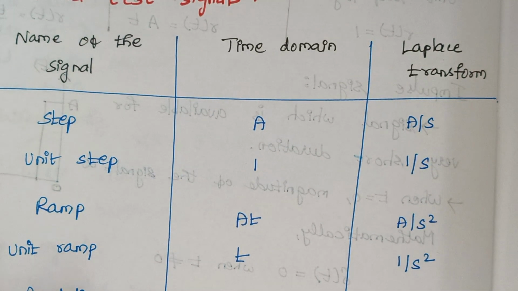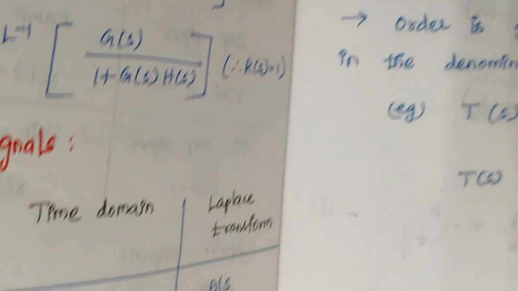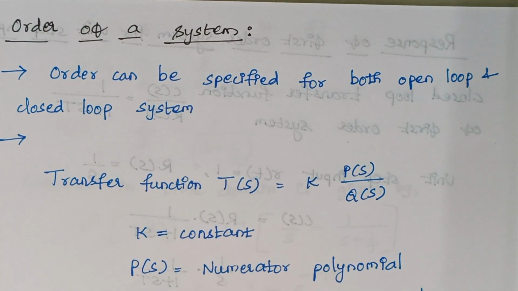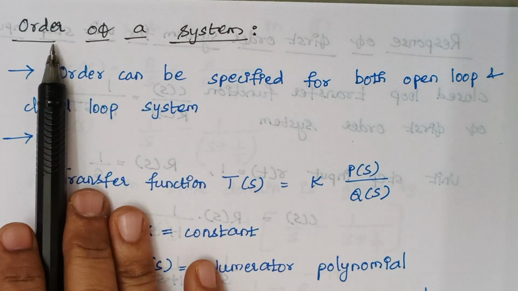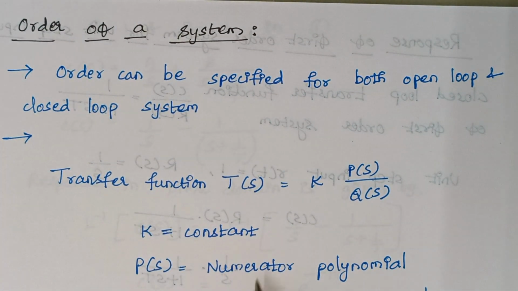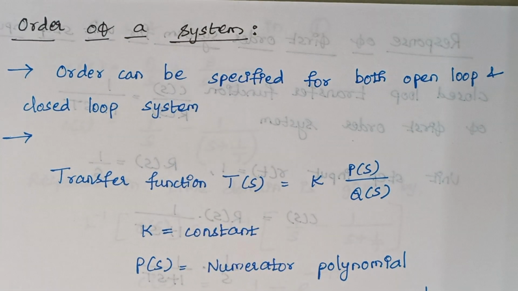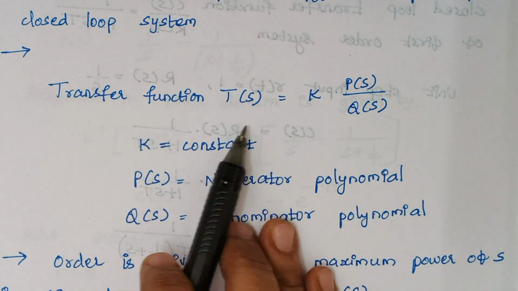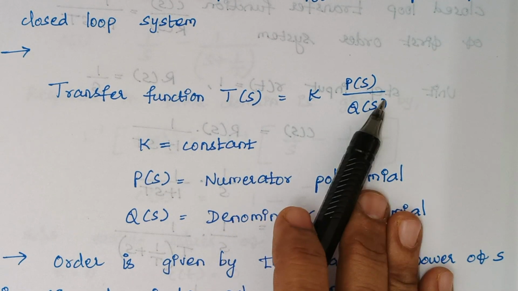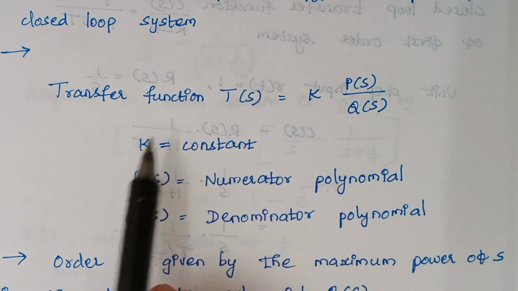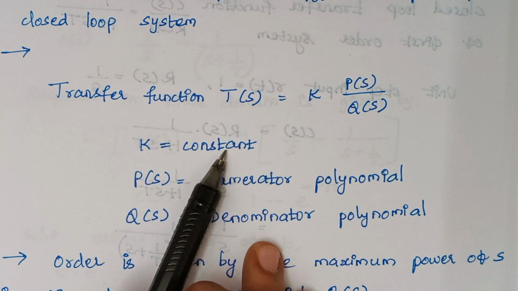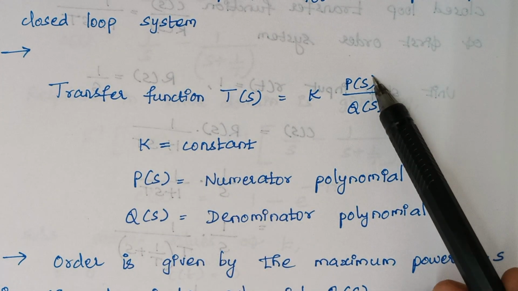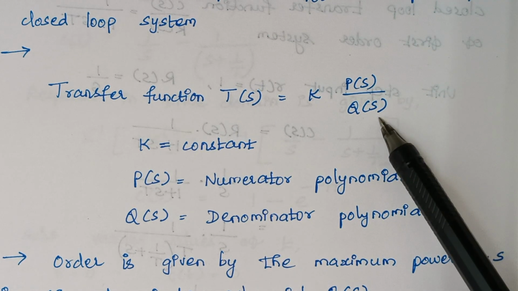The next one we are going to discuss is the order of a system. So what is meant by order of a system? We can tell the order for both open loop and closed loop systems. The typical representation of a transfer function is given by k into P(s) divided by Q(s). Here k is a constant, it may be a number or whatever. P(s) is your numerator part and Q(s) is your denominator part.